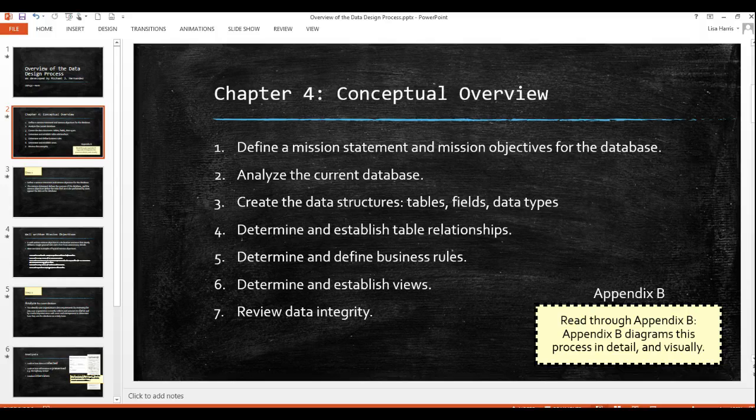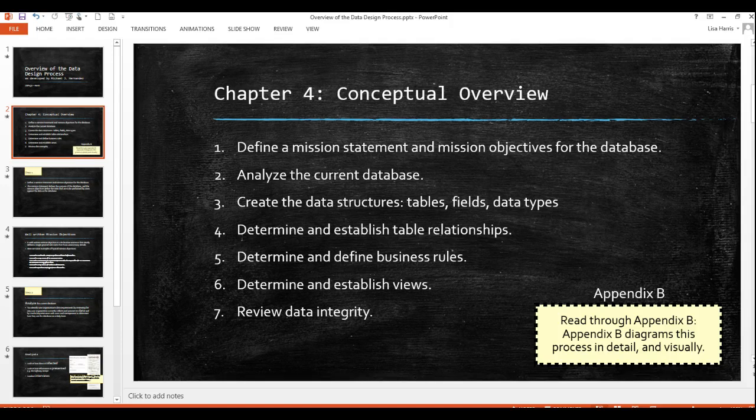And then of course we move on to step 3, create data structures, tables, fields, and data types. Step 4, determine and establish table relationships. Step 5, determine and define business rules. Step 6, determine and establish views, and of course Step 7, review data integrity.